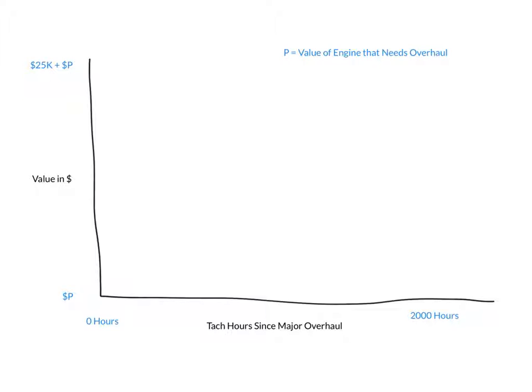The engine's value is way up here when it has 0 hours and descends to P over time as we use up the 2,000 hours or so the engine has in its life. All right? And so the value is declining as we use it. All right? The asset that the club owns is losing value as we use it.